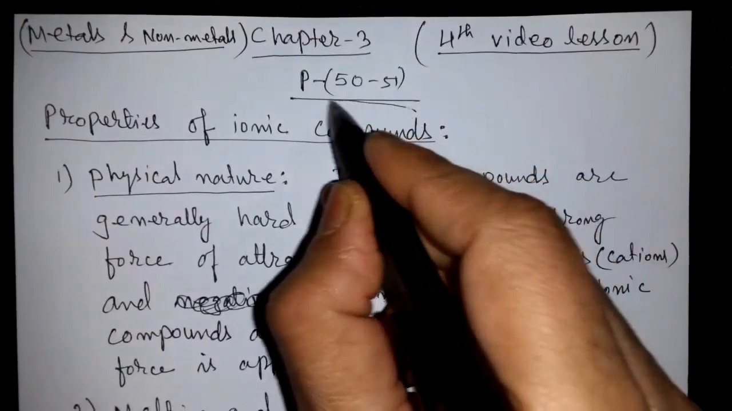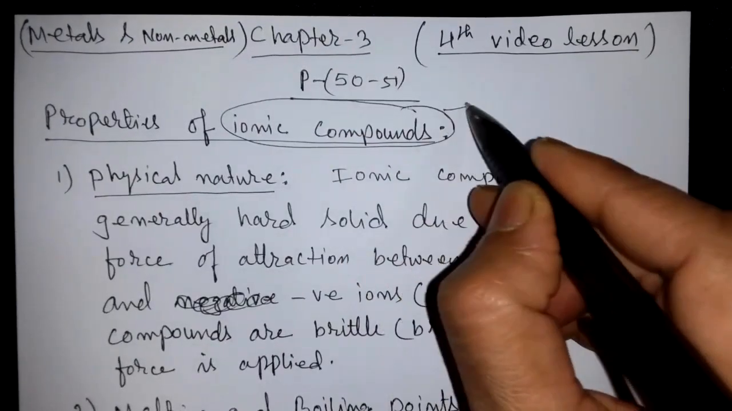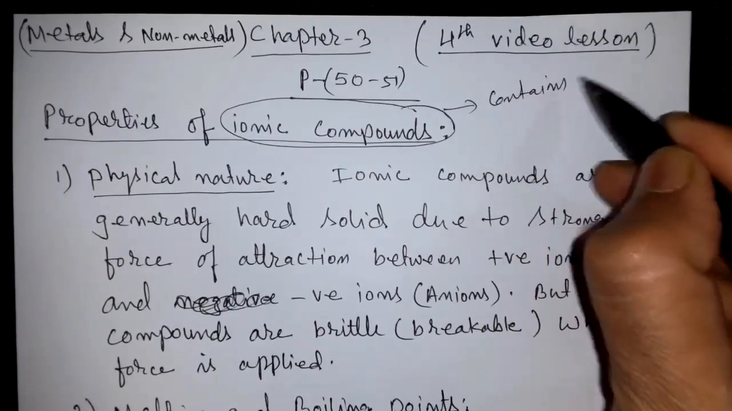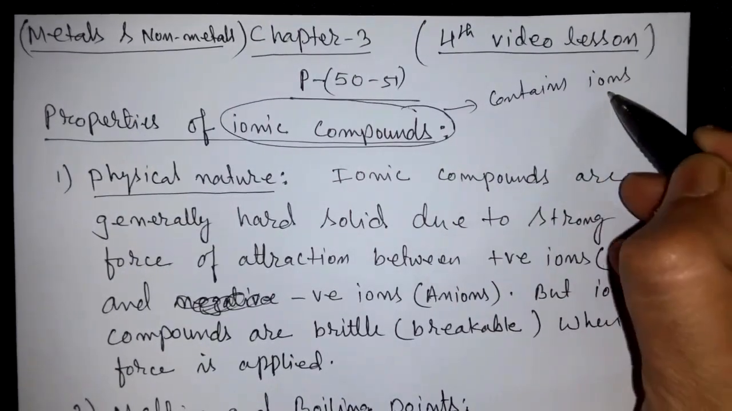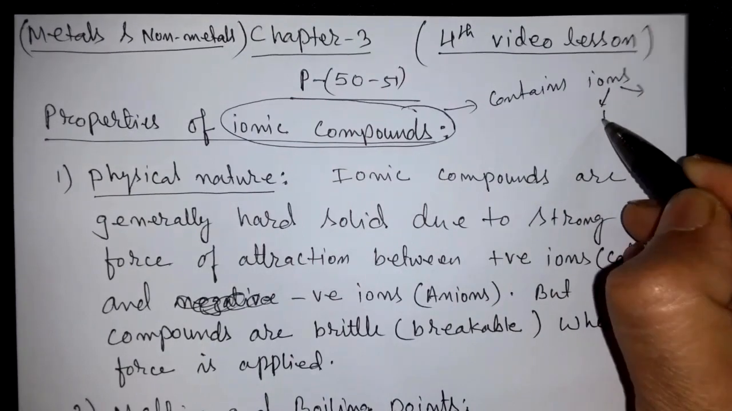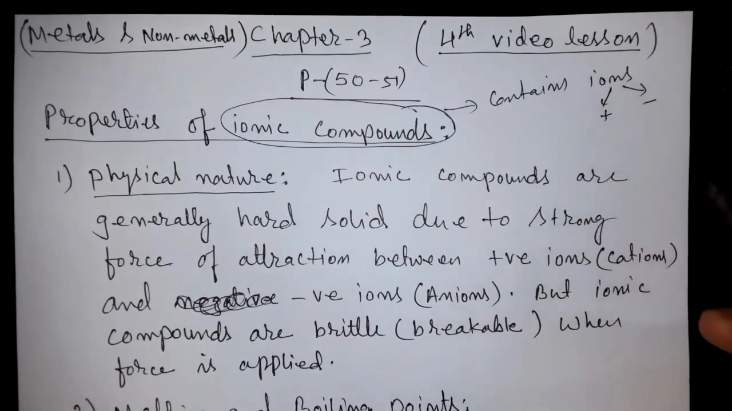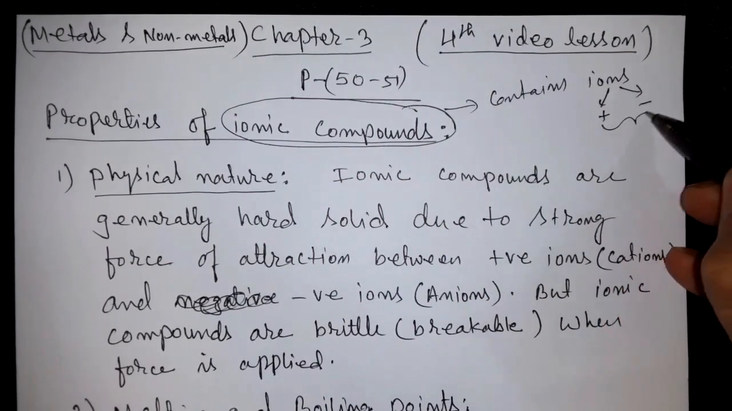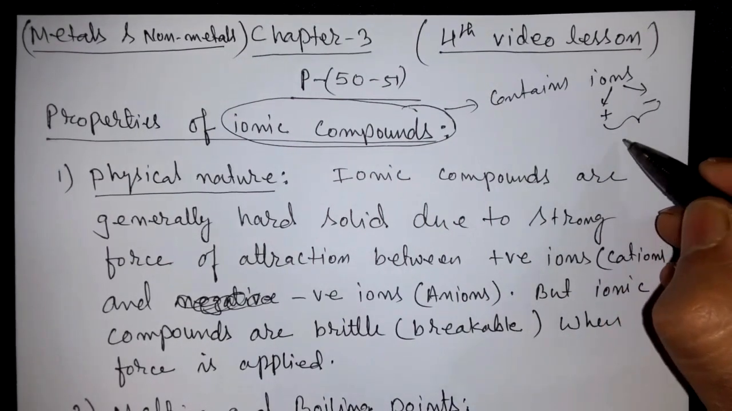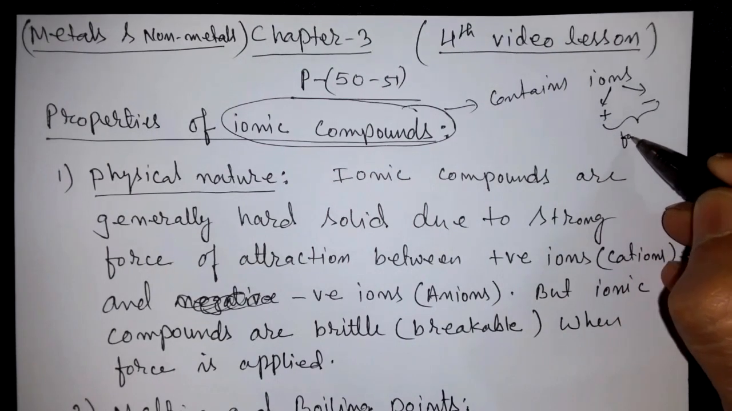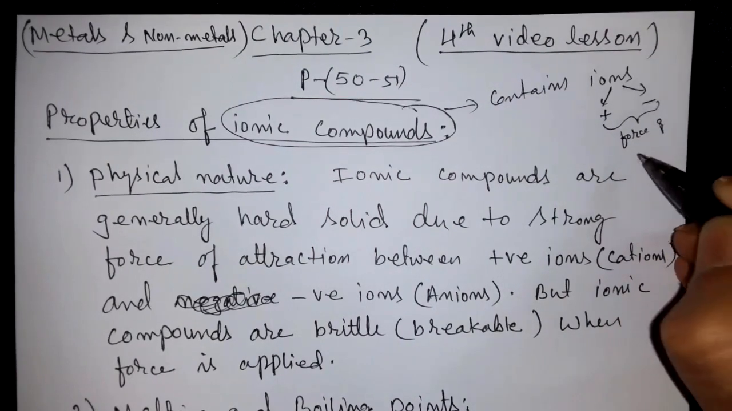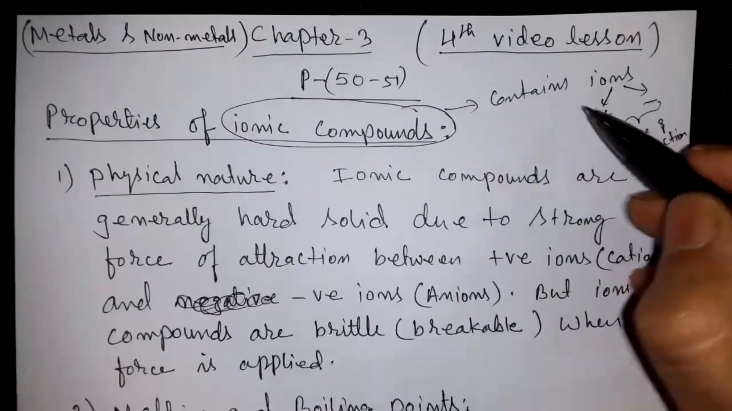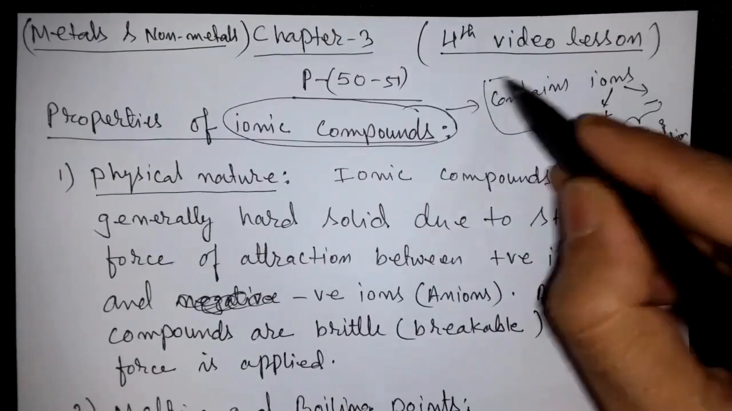So ionic compounds contain ions. We know there are two types of ion: positive ion and negative ion. And between these two, since the charges are opposite, there will be force of attraction. So this point you have to remember.